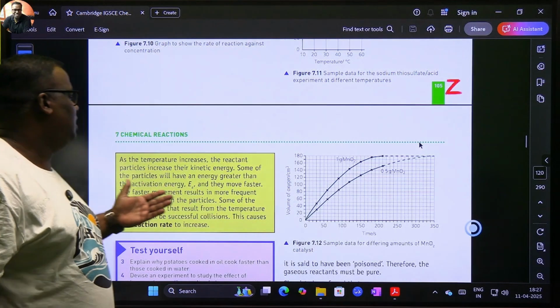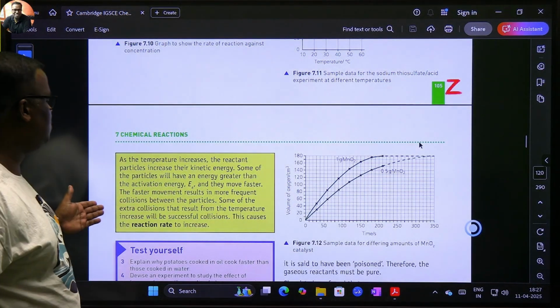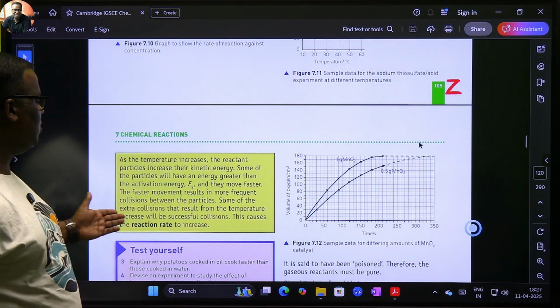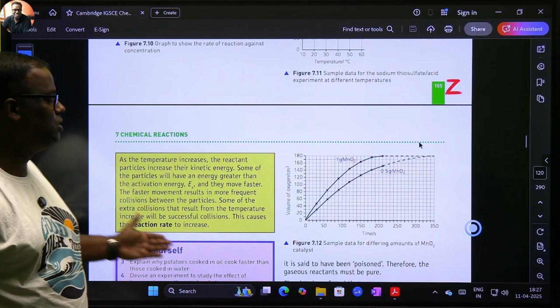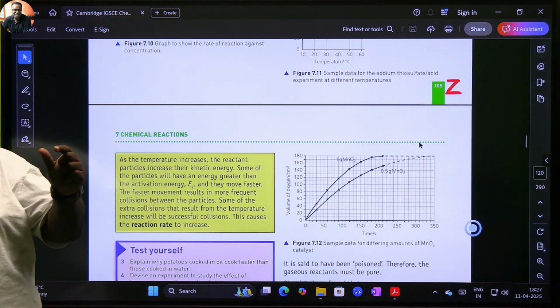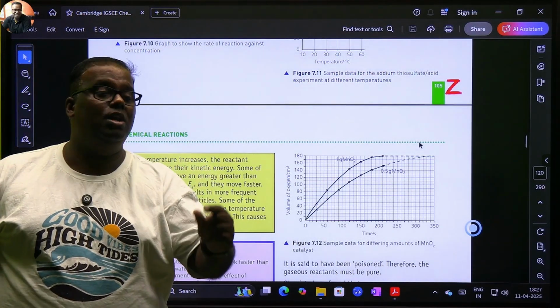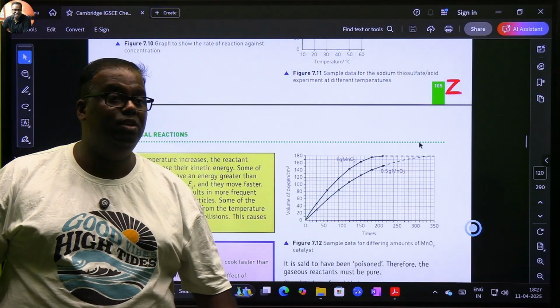So it says that they move faster and the movement results in more frequent collisions. Some extra collisions that result from the temperature will also be successful. So some collisions which you felt were unsuccessful now get turned into successful. Your conversion ratio is very high.